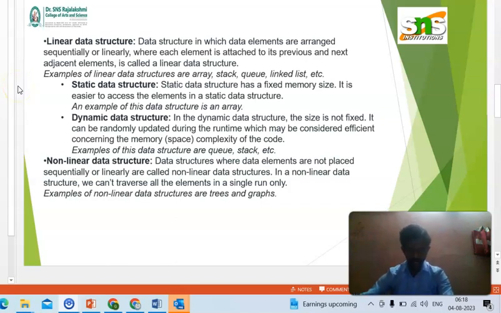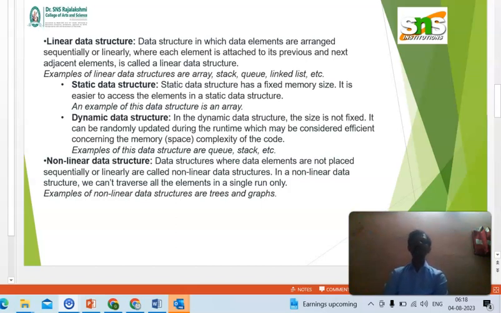Okay, so in this class we will see the different types of data structures that are available. The first one is the linear data structure. What is the meaning of a linear data structure? It means the elements are arranged in a sequential or linear manner, so each element attaches to the previous or next adjacent element.